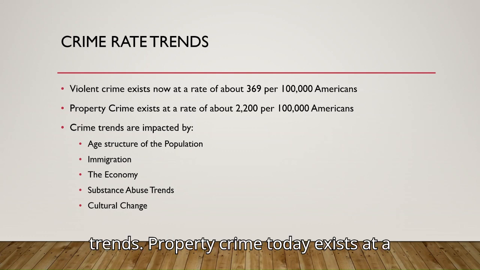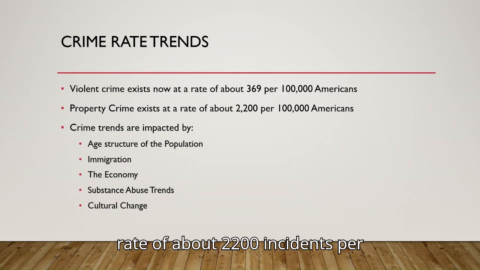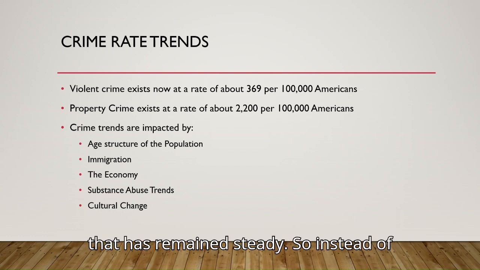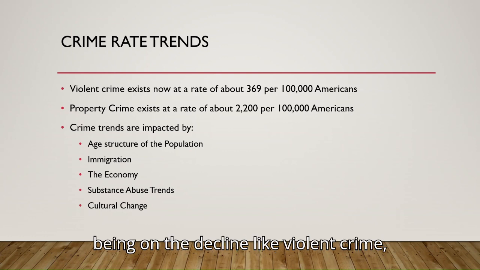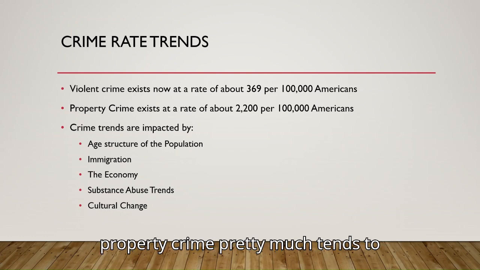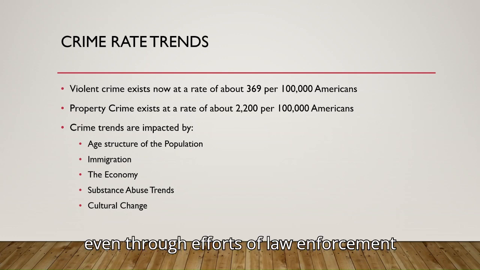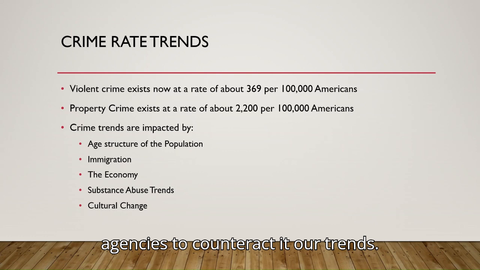Property crime today exists at a rate of about 2,200 incidents per 100,000 Americans. And that is a number that has remained steady. So instead of being on the decline like violent crime, property crime pretty much tends to stay relatively flat, even through efforts of law enforcement agencies to counteract it.